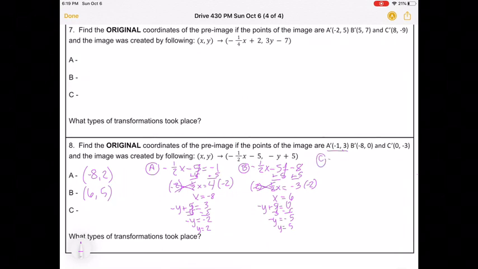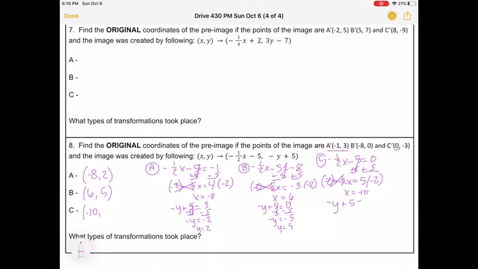All right, for C, negative 1/2 x minus 5 equals the x value, 0. Add 5. Negative 1/2 x equals 5, times the reciprocal, negative 2. X equals negative 10. And lastly, negative y plus 5 equals negative 3, so negative y equals negative 8. Okay, divide each by negative 1. Y equals 8.